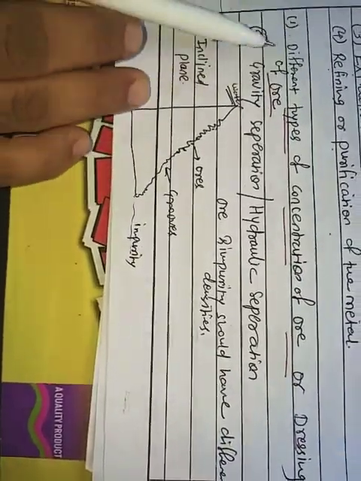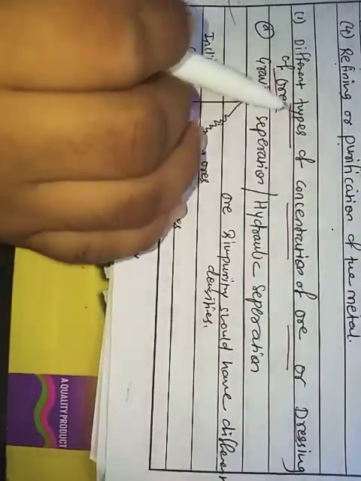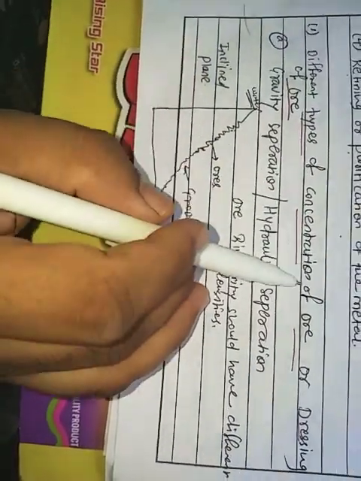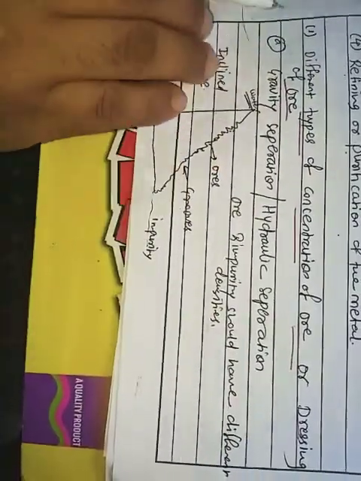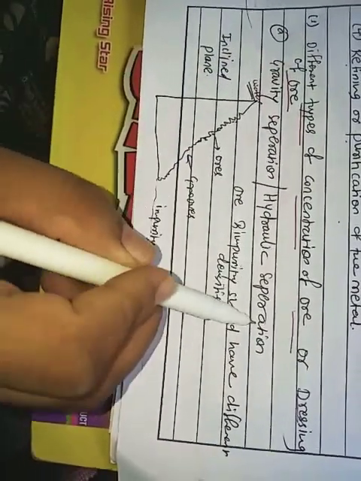Now we have seen different metallurgical processes. In that we will discuss enrichment of ore, that is concentration of ore, or dressing of the ore. First, in that we will discuss the types or sub-methods. Gravity separation, or we can say hydraulic separation.